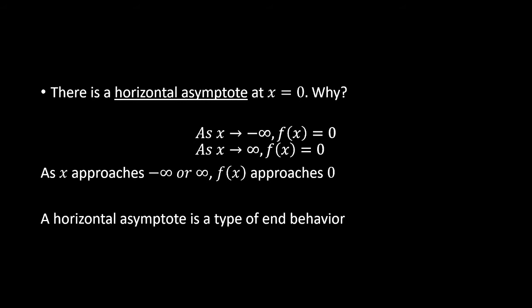Same thing with the horizontal asymptote. In this case, there's a horizontal asymptote of y equals 0. So with horizontal asymptote, we look at the opposite. As x approaches infinity, what happens to my function f of x? In this case, it goes to 0. So one way to look at a horizontal asymptote is as a type of end behavior.